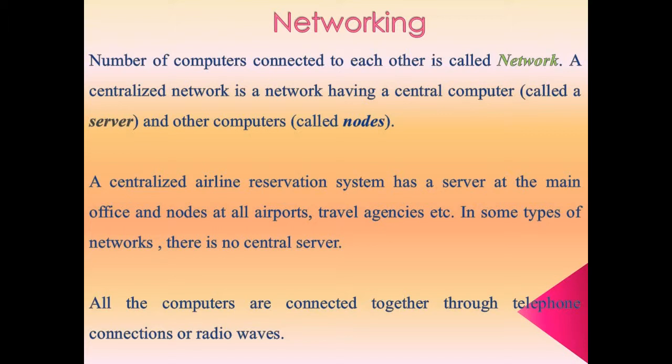Now we are going to learn what is networking. The number of computers connected to each other is called a network. A centralized network is a network having a central computer called a server and other computers called nodes. A centralized airline reservation system has a server at the main office and nodes at all airports, travel agencies, etc. In some types of networks, there is no central server. All the computers are connected together through telephone connections or radio waves.